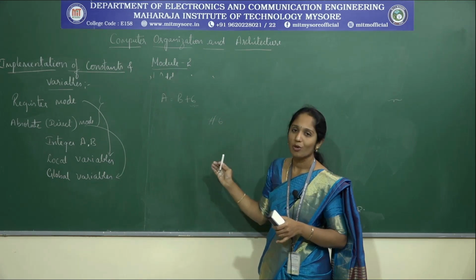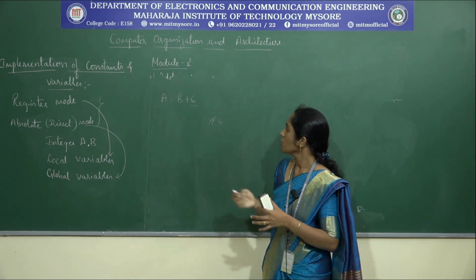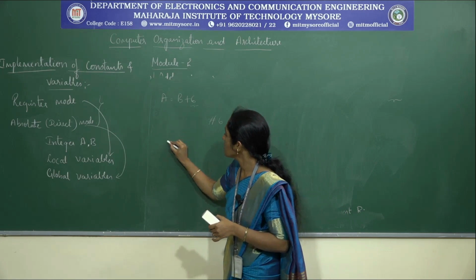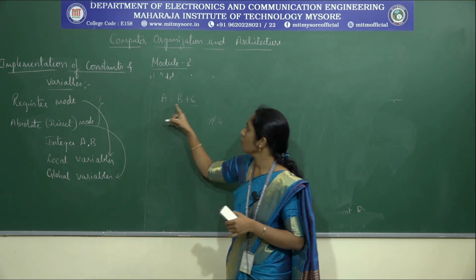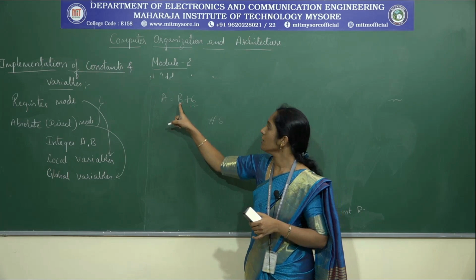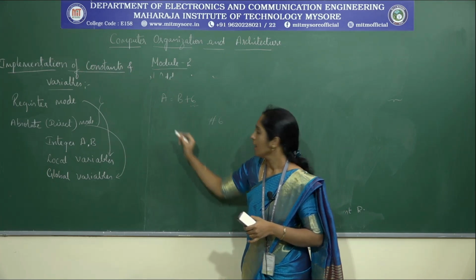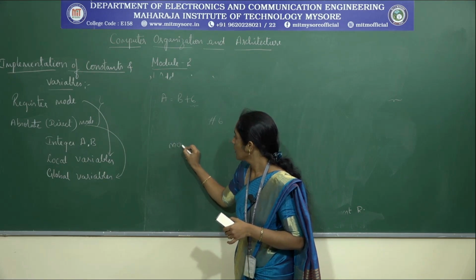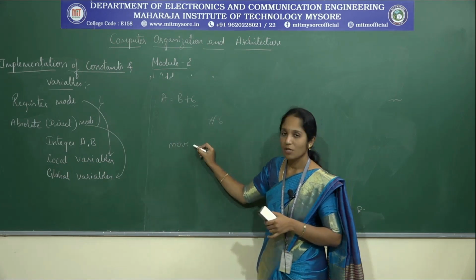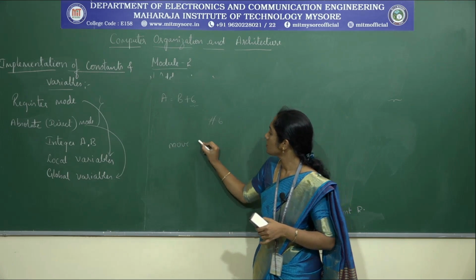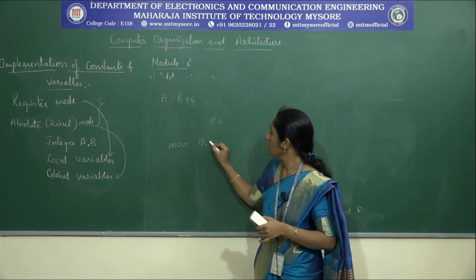So we will see the program segment in machine language. In this case, what are we supposed to do? We are supposed to add the constant 6 to the contents of b, and that should be moved into a. So let us consider the program segment in machine level language. Move b comma r1.